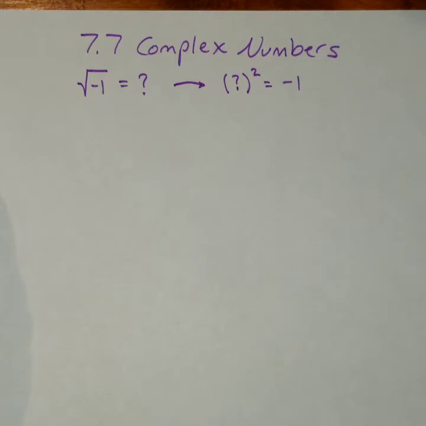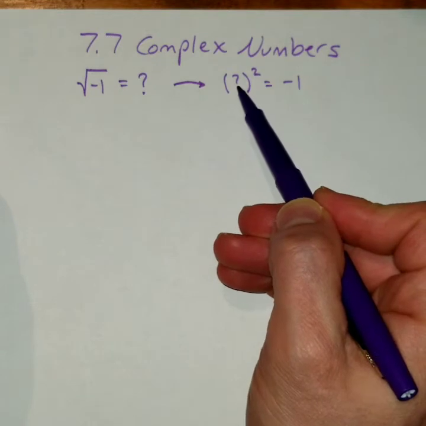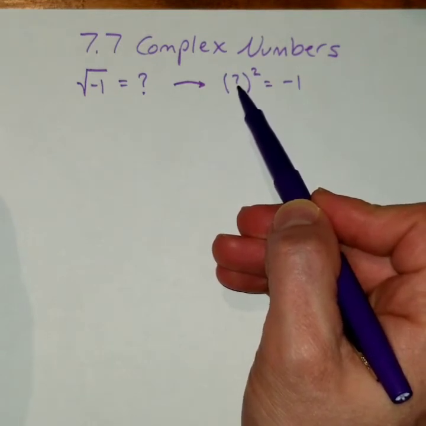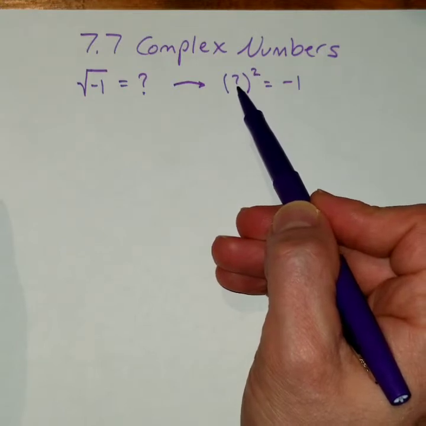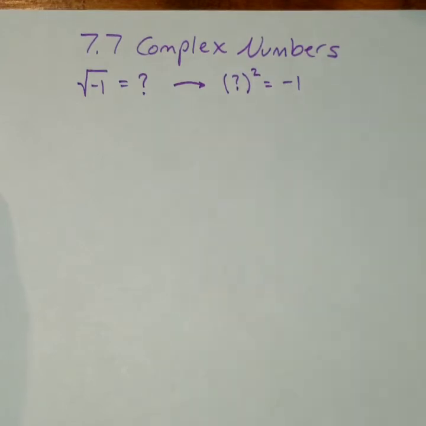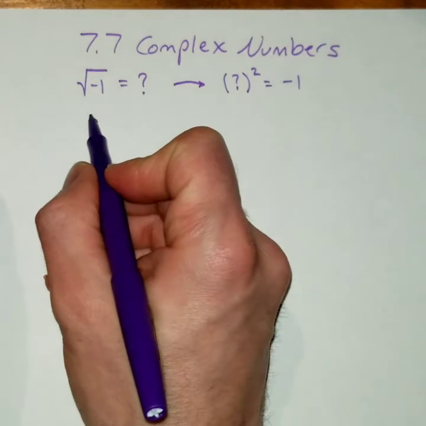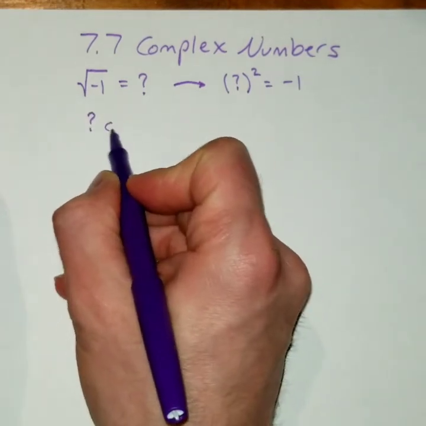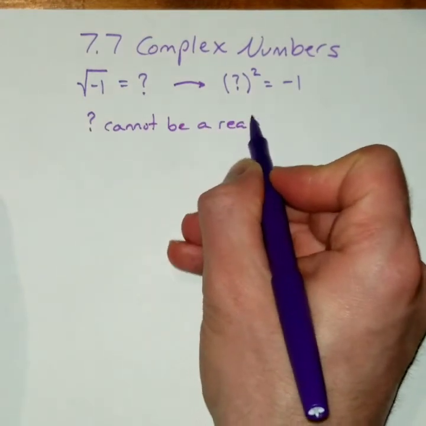Okay, so, well, that can't happen because anytime you square something, you multiply it by itself. The two factors, because it's the same thing, would have to have the same sign, and you can't multiply two things with the same sign and get a negative number. Negatives only come from multiplying a negative with a positive. And so there is no real number whose square is negative. Okay, so this question mark cannot be a real number.